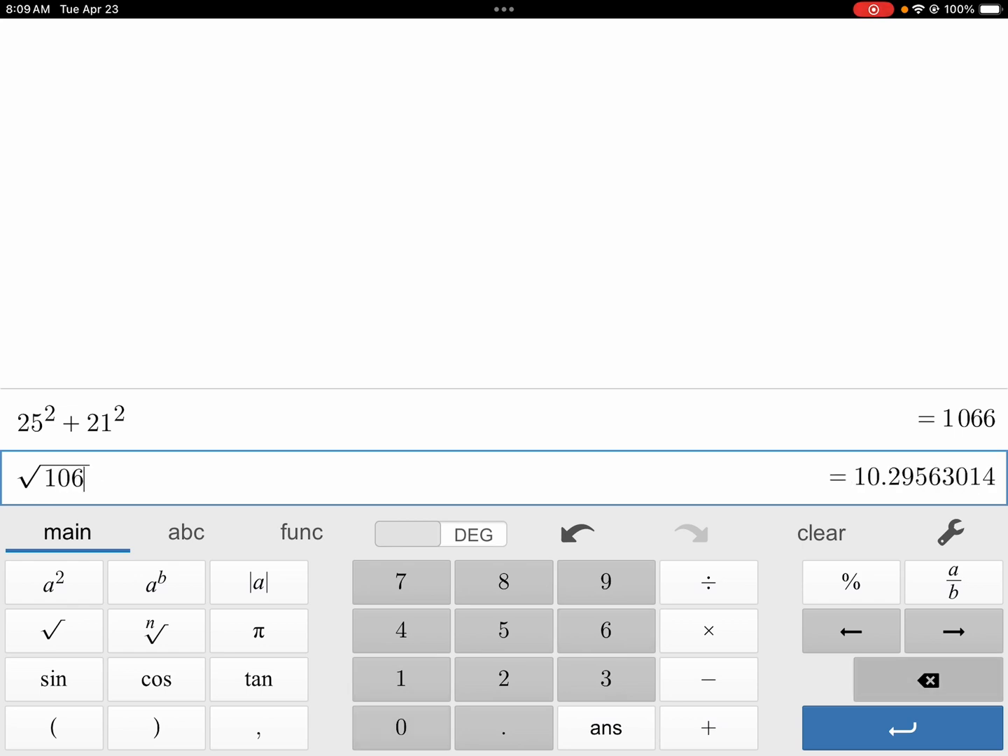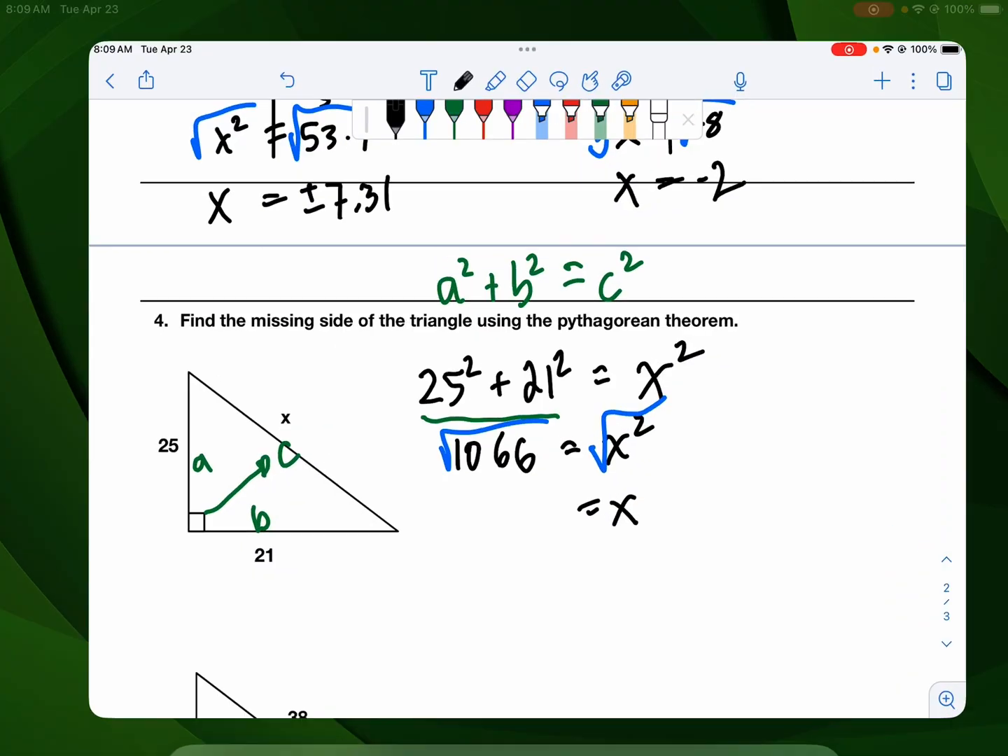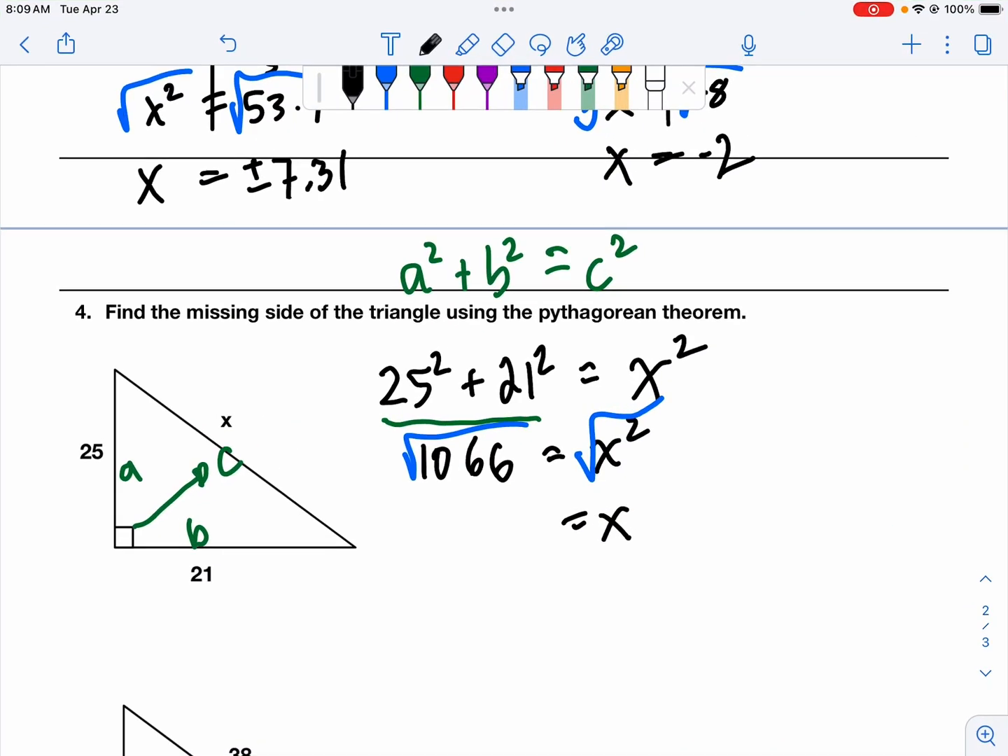The other way you can do this is you can use the button below the 3 there next to the plus sign. That ANS button will bring in the previous answer. That's helpful. 32.6. Now, is negative 32.6 a solution? No, it's a solution to this equation right here up top, but in the context of a triangle, negative 32.6 makes no sense. We cannot have a negative distance. That doesn't make any sense.